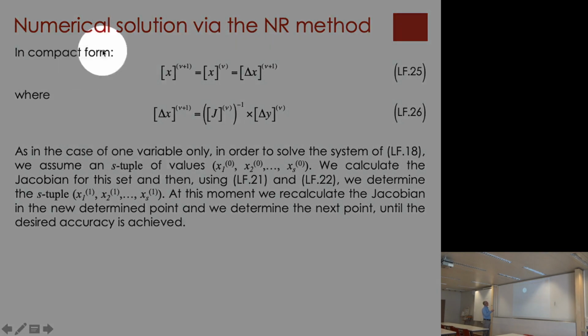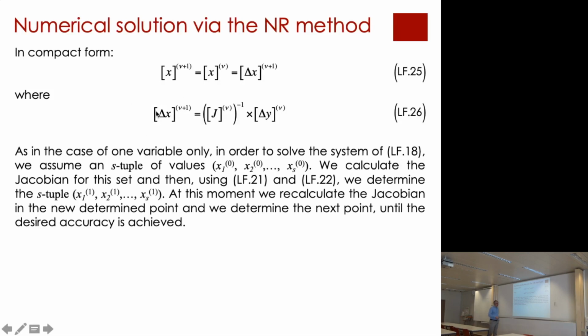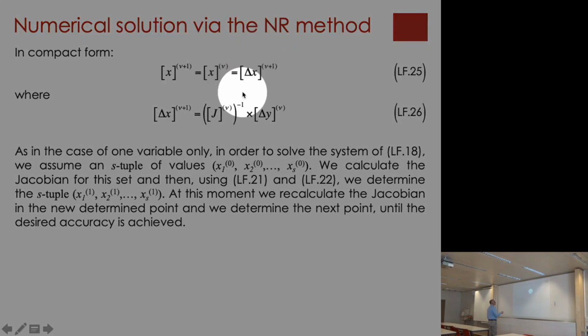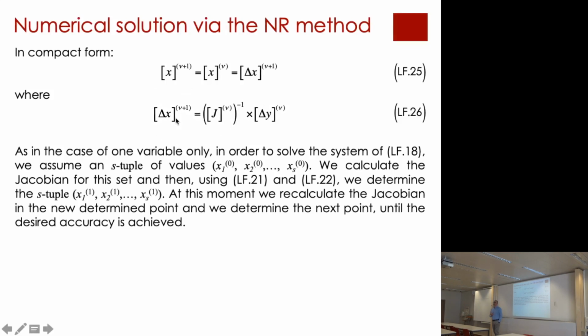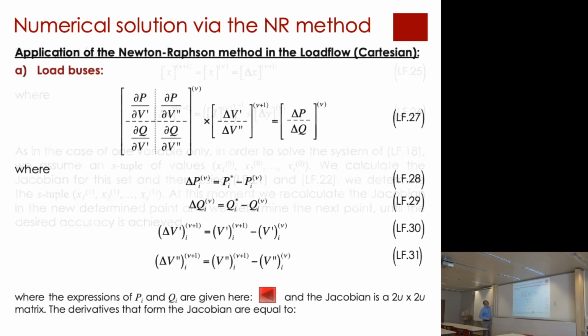Voila, this is the way you compute the generic value of x at iteration nu plus 1, and the delta x as well. So far, so good. Now, the problem we have is how to write these equations: how to write the Jacobian J, the delta y, and the delta x for the load flow problem. How do we write this generic iteration of the Newton-Raphson method for a multidimensional problem with respect to the load flow equalities? That is what we're going to do now.